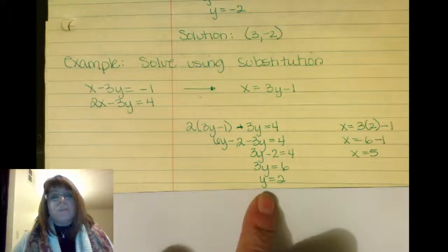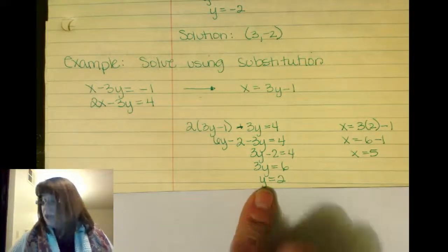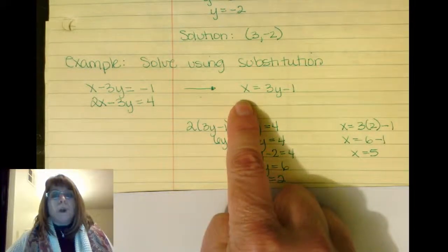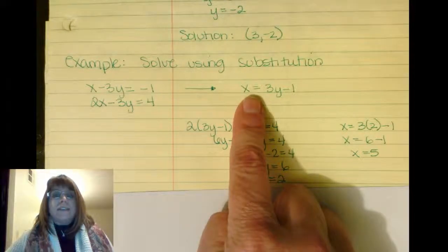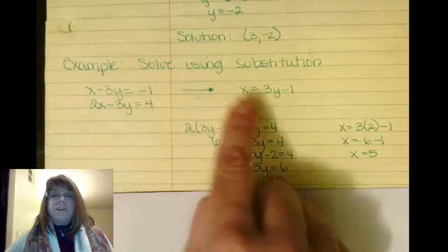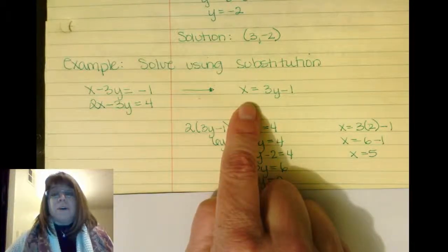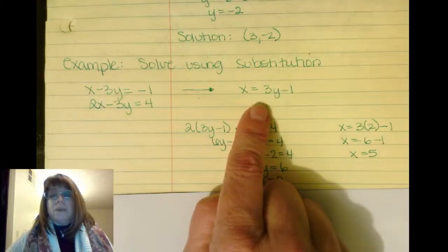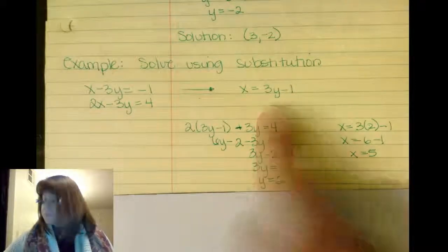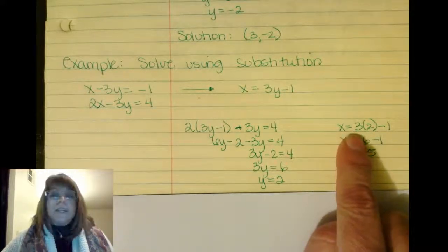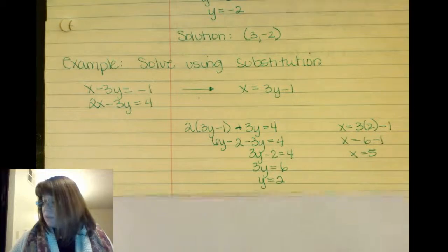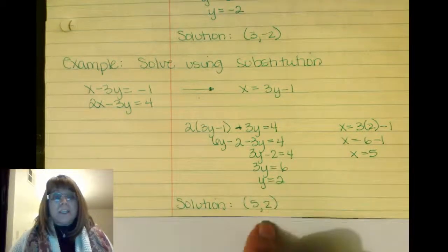So y equals 2. Now that I know what y equals, if I trust that I did solve for x properly, I can just input it into this second equation. Technically, you should always go back to your original equations, but if you're pretty sure that you did solve for one of your variables correctly, I can just go ahead and input what I've solved for y into x equals 3y minus 1. So x equals 3 times 2 minus 1. 3 times 2 is 6. 6 minus 1 is 5. So my solution set is 5, 2.